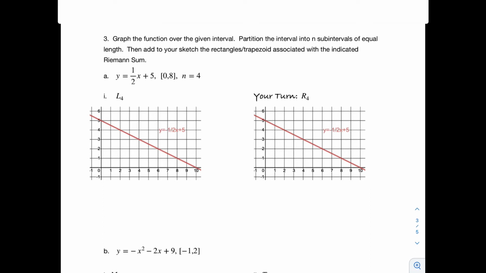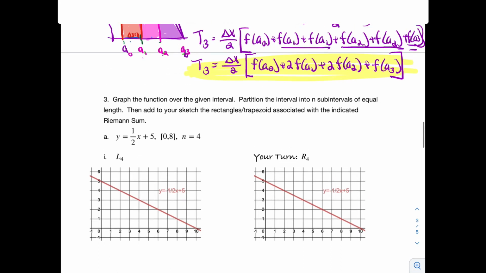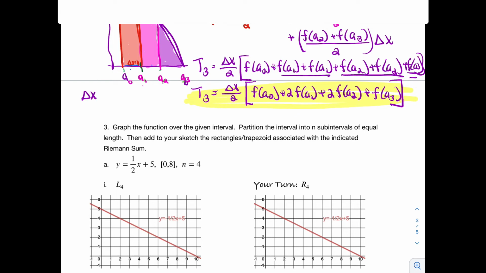So in part A here, I have the line y equals 1/2 x plus 5. On the interval from 0 to 8, I want to approximate the area under the curve with 4 subintervals using the left Riemann sum. So first thing I have to do is figure out what delta x is. Now the formula to find delta x is really easy. We take our right endpoint minus our left endpoint, divided by the number of subintervals we want, or the number of rectangles we want to form. So that's b minus a over n.